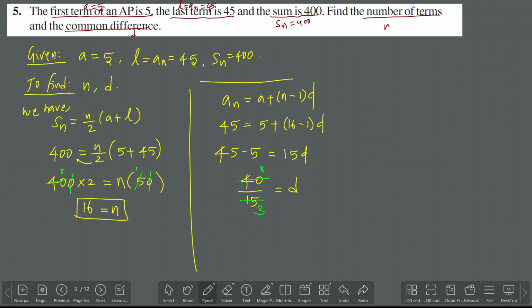So the answer is 8 divided by 3, which is equal to d. So d value is 8 divided by 3, and n value is 16. That's it. Is it okay? So this is the fifth question we have done. Is it okay, children? Right.